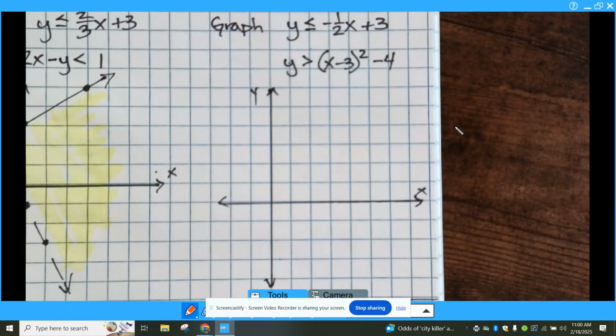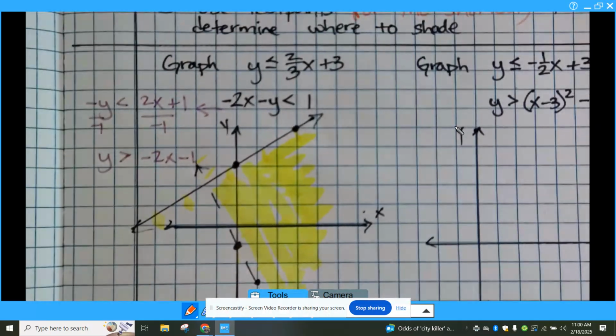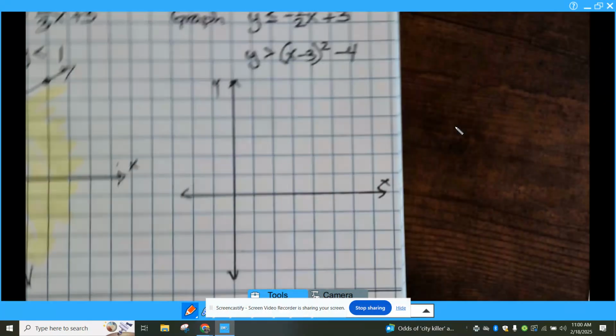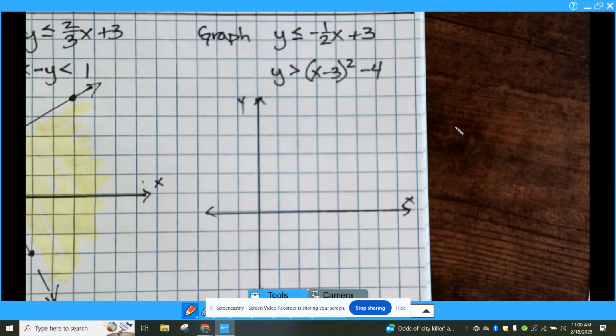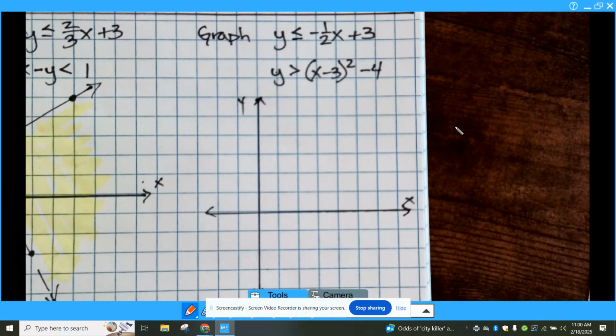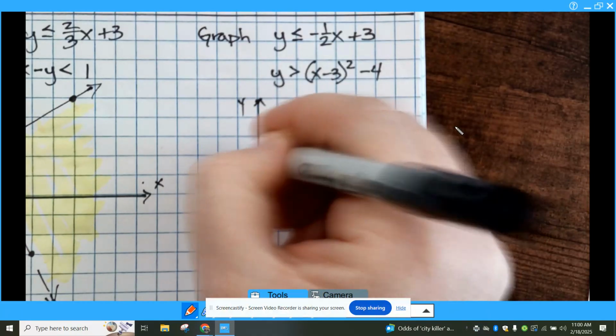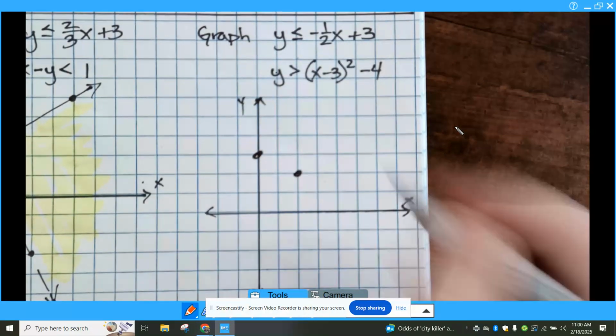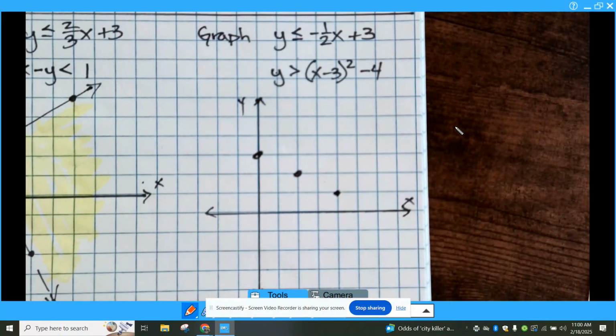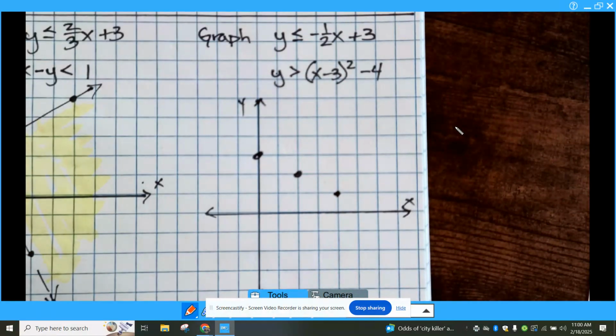Here's the second one. Again, pause it if you need to. The second one, so we're going to graph, the top is going to be a line. My y-intercept is 3. And my slope is down 1 over 2. And that is going to be a solid line because of the equals.